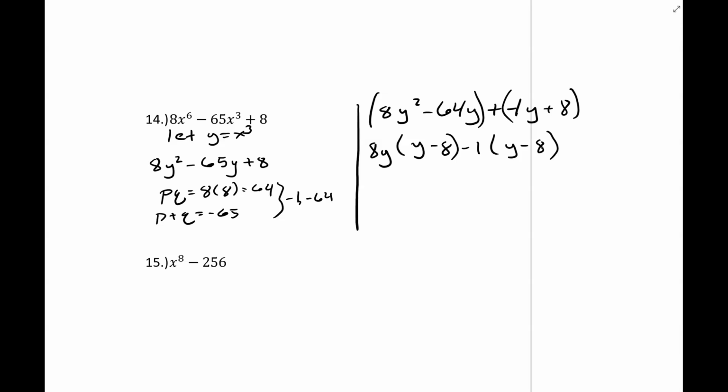Now, if I look at the thing in totality, I notice that there's still a greatest common factor. Each term contains a y minus 8. When I factor that off, I'm left with 8y minus 1. But I'm not done here, because I wanted to factor over x, not over y. So let's go ahead and substitute back in our x's.